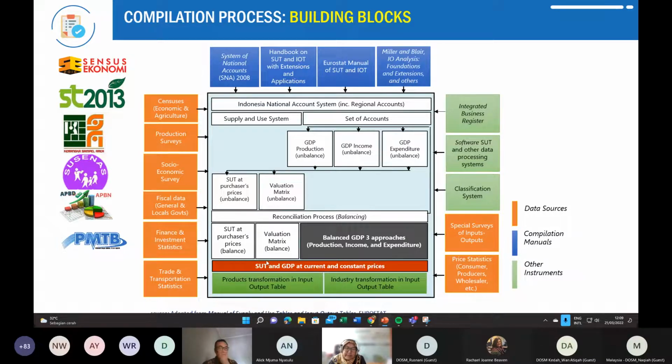And then from SUT, we can transform the SUT tables into IO based on some assumption. If we want to get the IO table in a products by products, we transform it in product transformation. And then if we want to have IO table based on industry dimension, we have to do industry transformation input-output table.